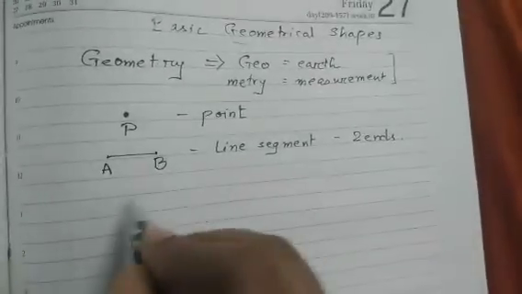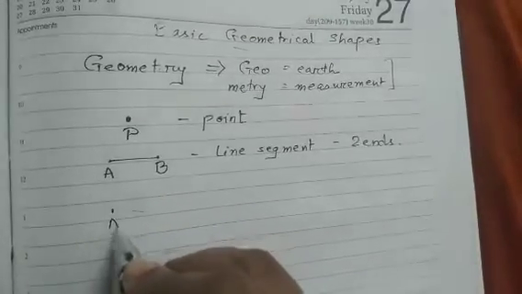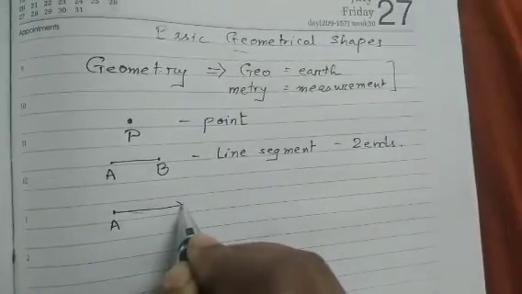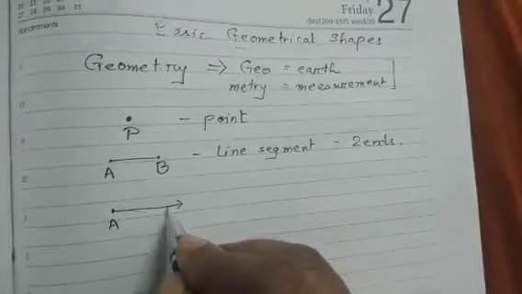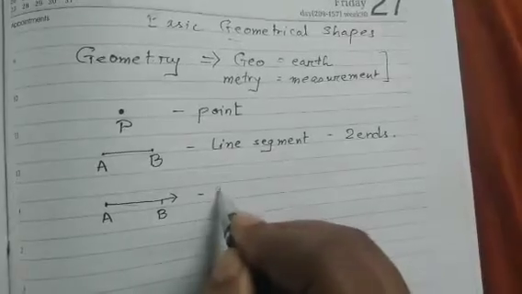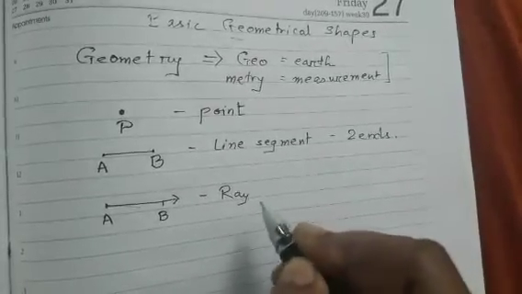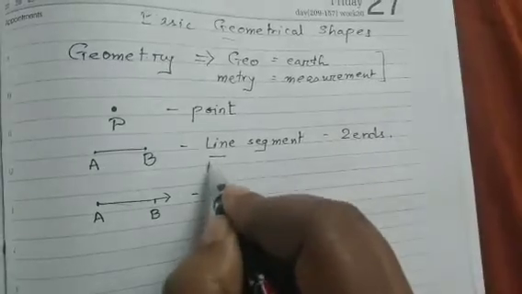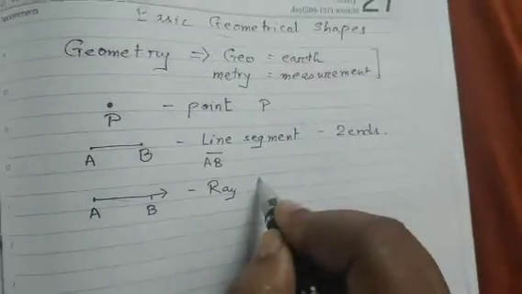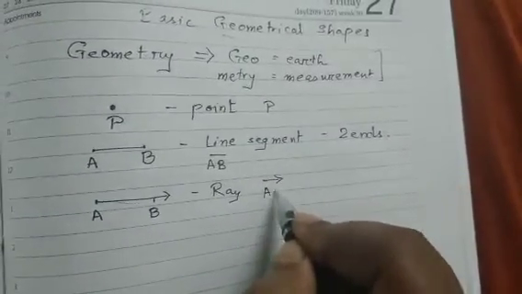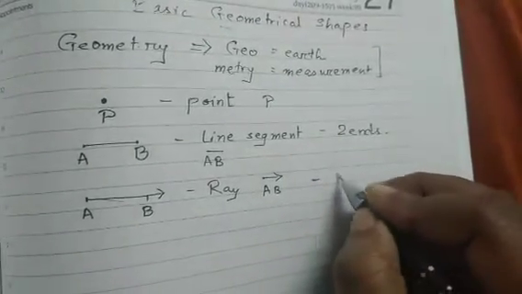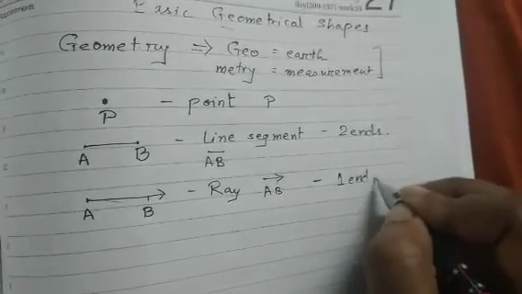Now suppose this is a point A. A person goes towards this direction, and here is a point B, and it goes along. This is known as a ray. How do you represent a line segment? As AB. How do you represent a point? By a single letter. How do you represent a ray? By putting an arrow above it. A ray has one end point.